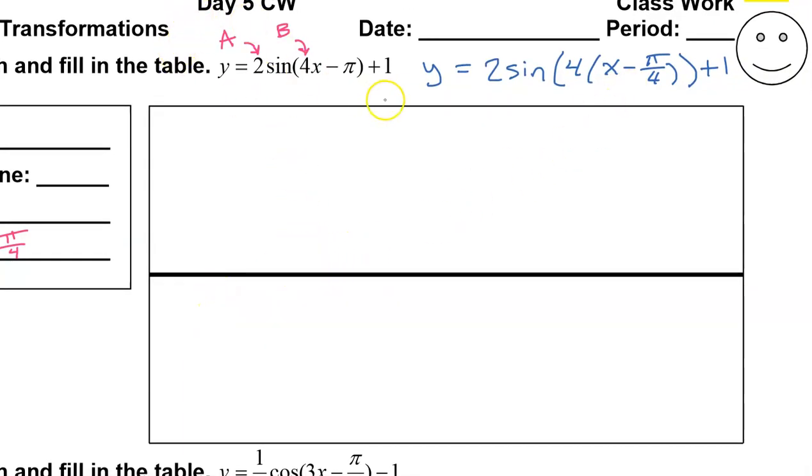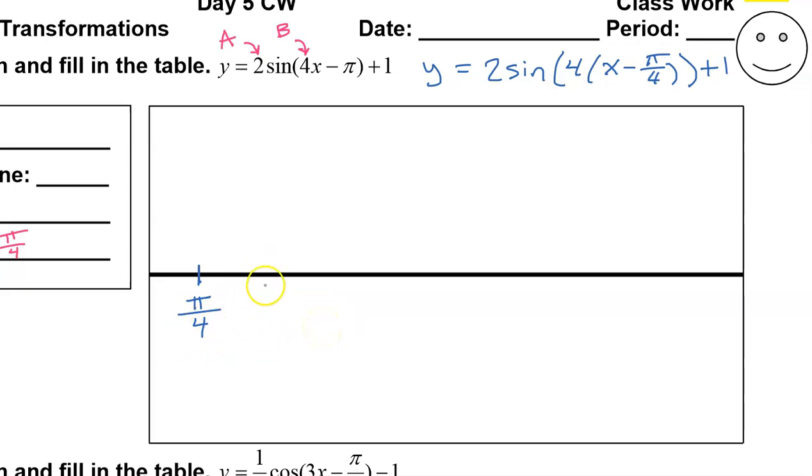Okay, so the phase shift is pi over 4. That's really the most important thing, because that is going to be the first mark that you put on your number line. So I'm going to go ahead and put pi over 4 right here, because you're always going to start at your phase shift if there is one. So there's my pi over 4.